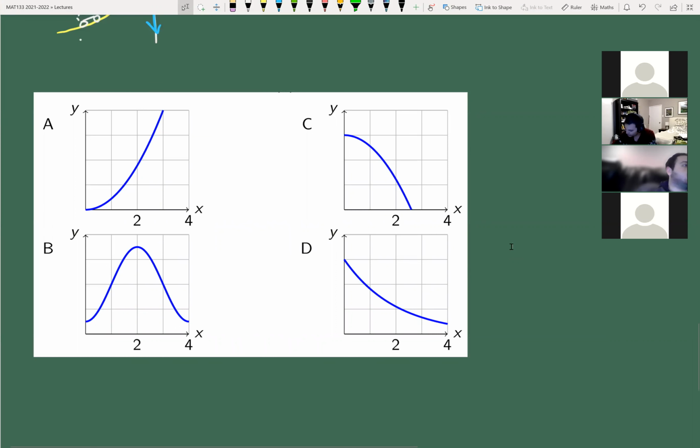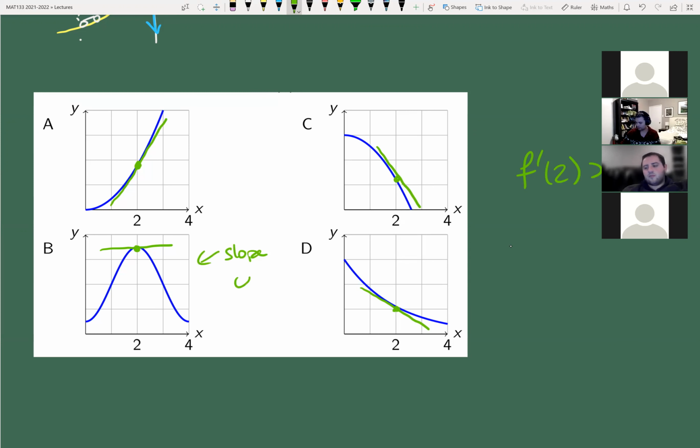So very quickly, if we just draw the tangent lines. Here's 2, and we draw the tangent line. I'm just going to do this quickly for every single graph. We get something like that, something like that, and for here, something like this. The question asks for which value f prime of 2 is greater than 0, i.e. which of these lines has a positive slope, right? B has slope 0. This slope is negative. This slope is negative. This slope is positive. So this is your answer.